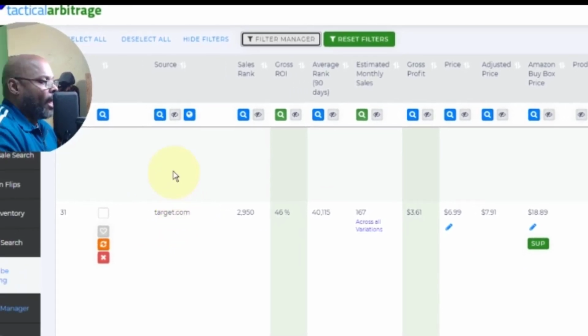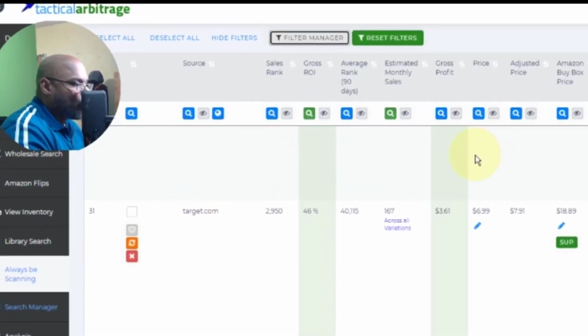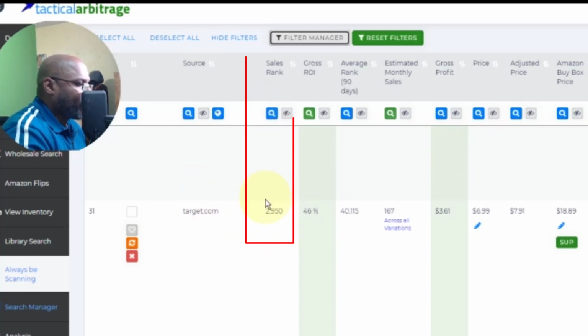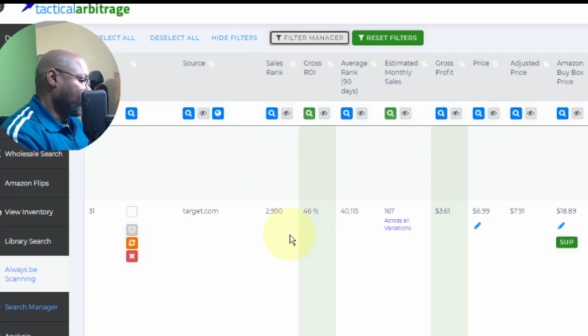What are we looking at? What is the data that we're looking at to make a decision? Number one, where are we sourcing from? Target.com. What is the sales rank? Okay, the current sales rank. And you can get into the 90 if you wanted to get an even better picture. But I already know a product like this, we're looking at Armor All. People love cars. They take better care of their cars than they take care of themselves. They wash that car more than they wash their own butt.